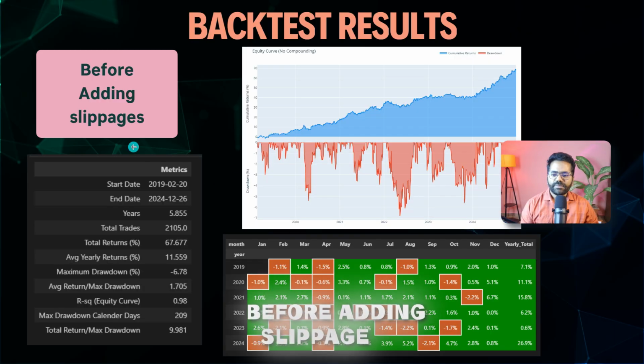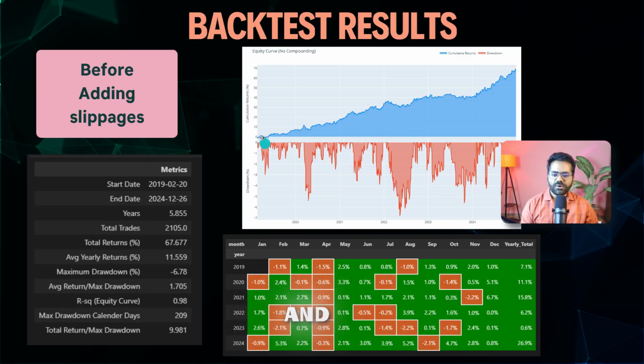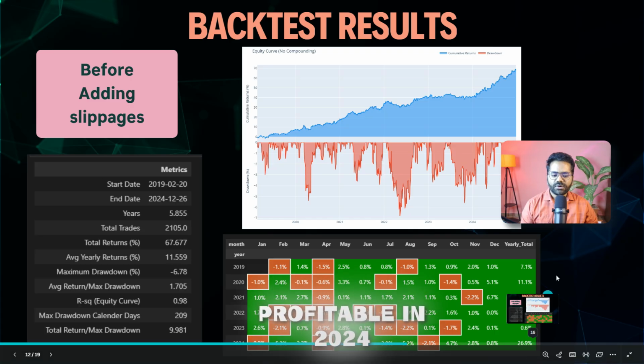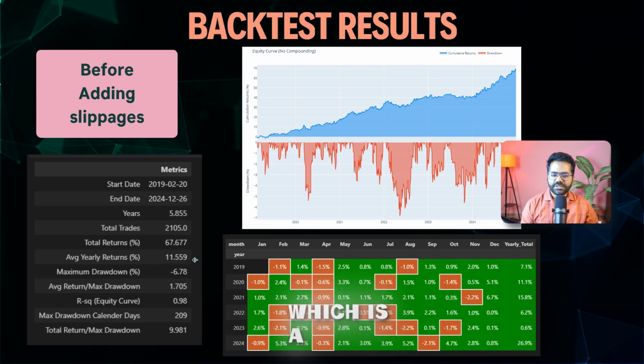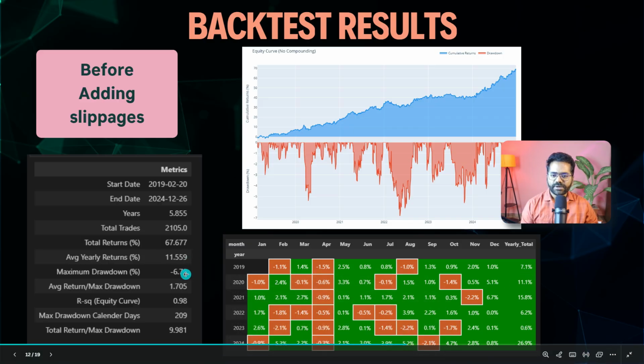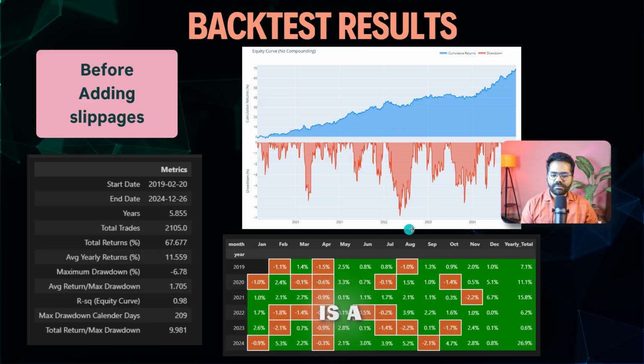Again, before adding slippage, the results have improved and the equity curve looks very good, and it was profitable in 2024 as well. The average annual return is 11%, or like 12%, which is pretty good or decent for this strategy, and every year is profitable, and drawdown is only 6%. So this is a better improvement compared to trading the same strike for the entire week.